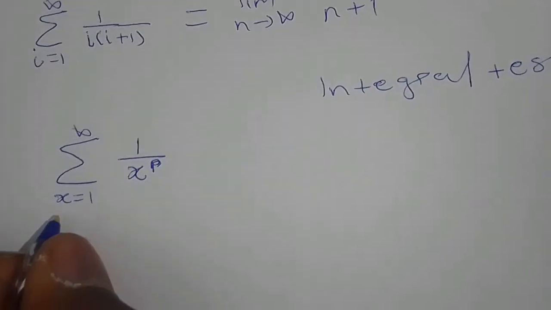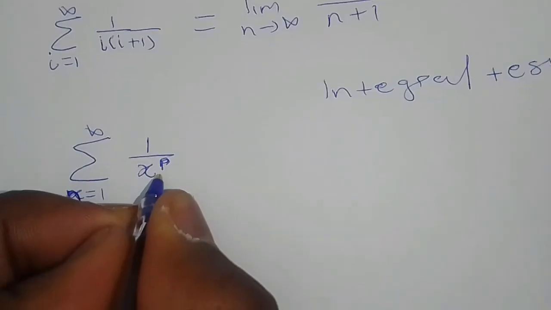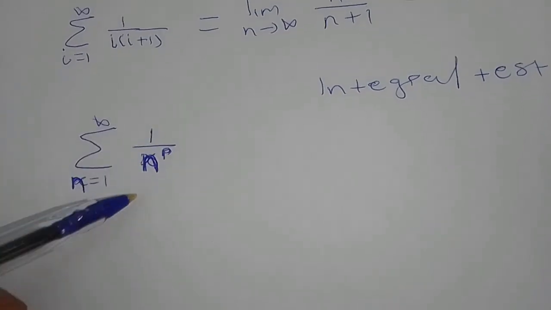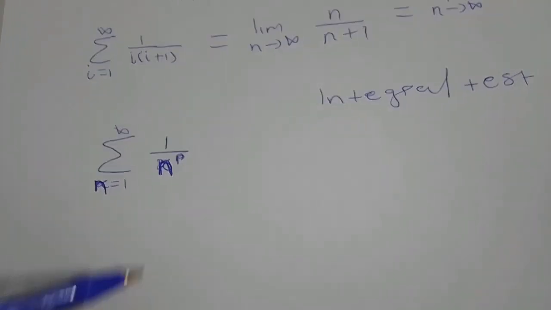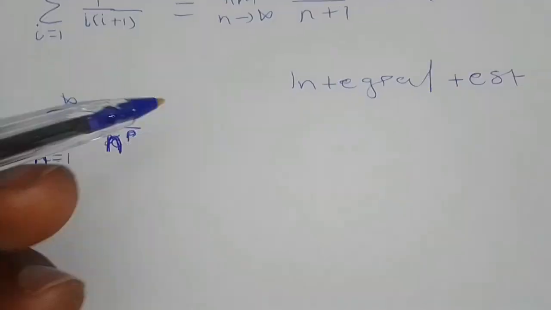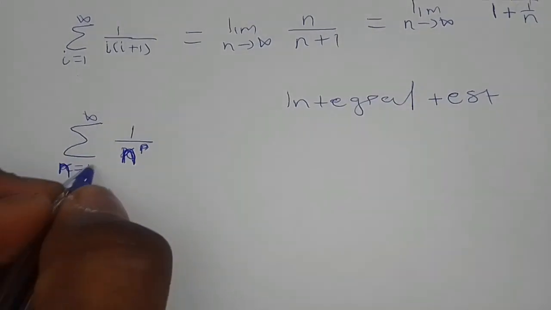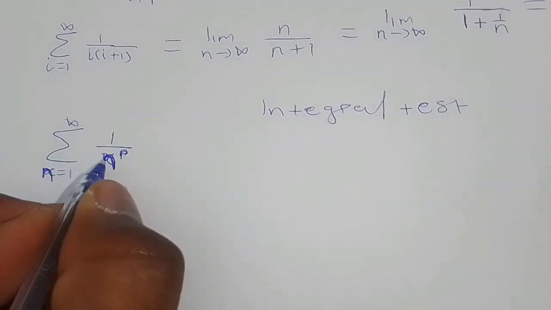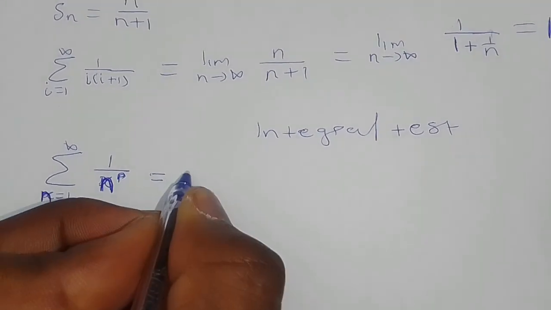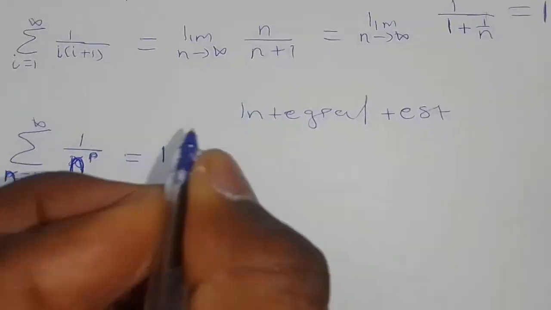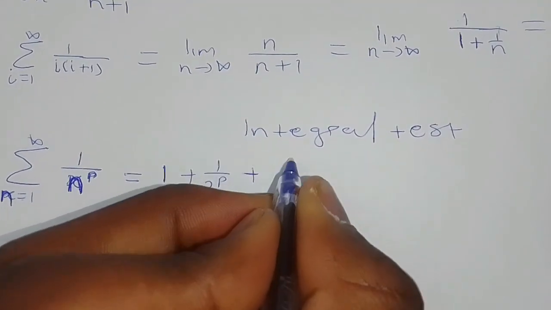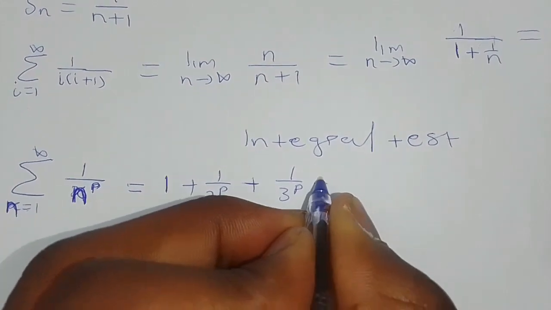Okay, so maybe I can just put n here. Let's say we have the series, the sum of 1 over n to the p, from 1 to infinity. Now remember the conditions. Since here n equals 1, it goes from 1. If you check this, you have 1 over 1 to the p, which is just going to be 1. Then you plug in 2, and you have 1 over 2 to the p. It's going to continue like this.